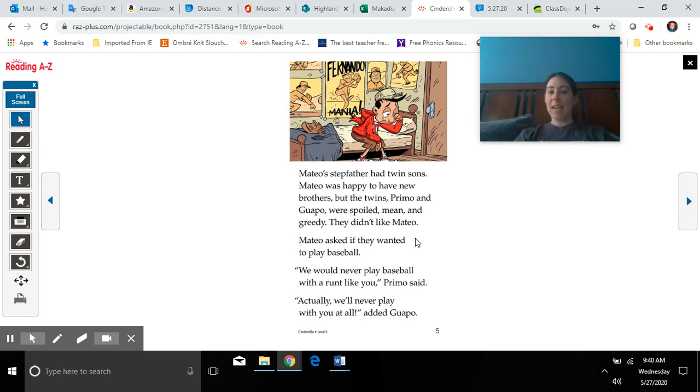They didn't like Mateo. Mateo asked if they wanted to play baseball. Let's see what they say. So this is our evidence on what the twins are saying in the story. We would never play baseball with a runt like you, Primo said. A runt means someone who's really little.